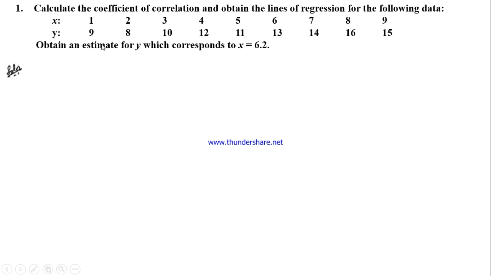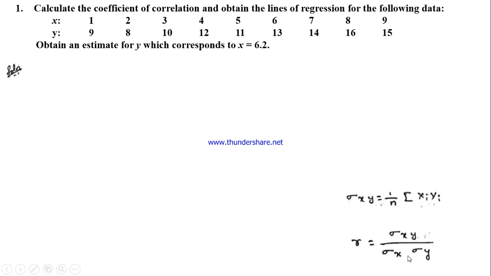Have a look at our first problem. Calculate the coefficient of correlation and obtain the lines of regression for the following data, and hence estimate y for x is equal to 6.2. Here the first part of the question demands us to calculate the coefficient of correlation, and the formula is sigma xy divided by sigma x into sigma y, where sigma xy is the covariance between x and y and given by this formula.